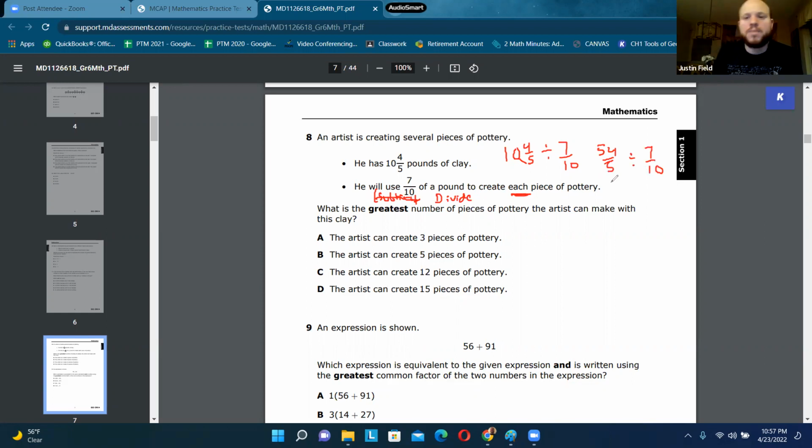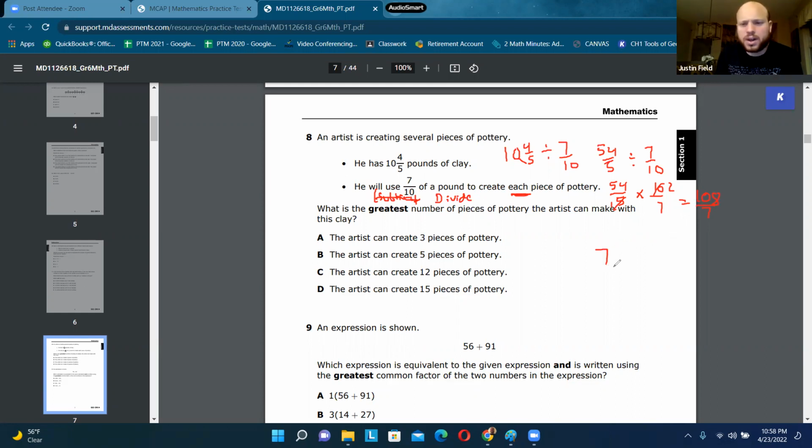Flip and multiply. 54 over 5 times 10 over 7. Let's cross cancel. That's 1, 2, and 54 and 7, that's nothing. But now we can multiply across. So we're going to get 7 on the bottom, and 54 times 2 is 108.